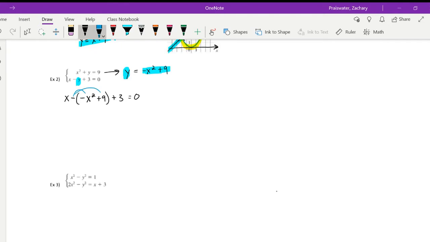So here, let's distribute. We'll try to go through this quickly. We have x plus x squared minus 9 plus 3 is equal to 0. Let's rearrange it and combine like terms. So write the x squared first, plus x, and then minus 6. And this does factor. We can take the shortcut because the number in front of x squared is 1. Two numbers that multiply to -6 and add to 1 are +3 and -2. And so x is equal to -3 and x is equal to 2 after we set both of those equal to 0 and solve.